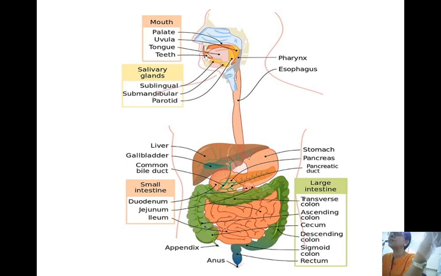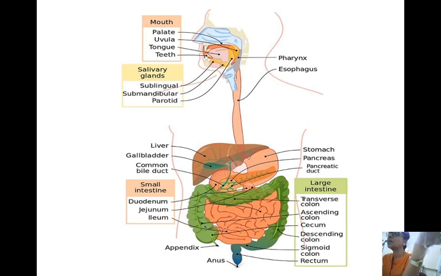From cecum, it goes up on the right side, called the ascending colon. Then there is a flexure, a sharp bend, that is called the hepatic flexure. Then we have the transverse colon, which again bends on the left side, that is the splenic flexure, and it comes down on the left side as descending colon. Then it will turn as sigmoid colon. Then there is a rectum and the anus.